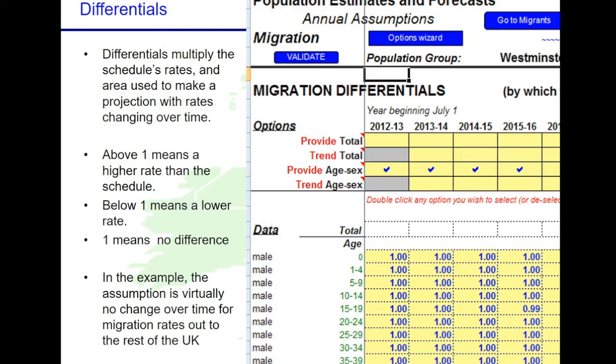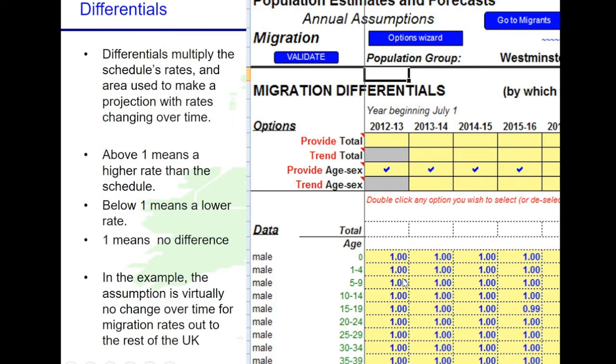So differentials are a number that we use to multiply the schedule's rates. And in general, if we have a differential above 1, that leads to a higher rate than a schedule, with below 1 giving the opposite, and a differential of 1 makes no difference. So we can use these differentials in a number of ways. We can use them if we apply them within an area to reflect higher or lower levels of a particular component of change in that area. But we can also use them to capture change over time. So we can use a differential to capture change in fertility, mortality, or migration over our projection period.